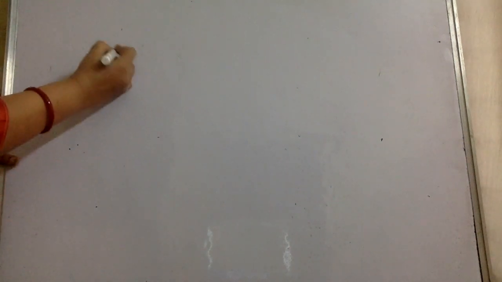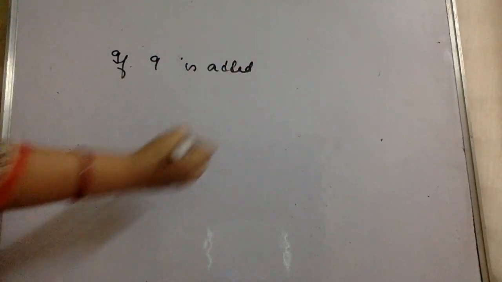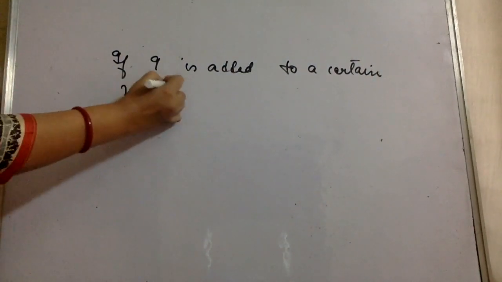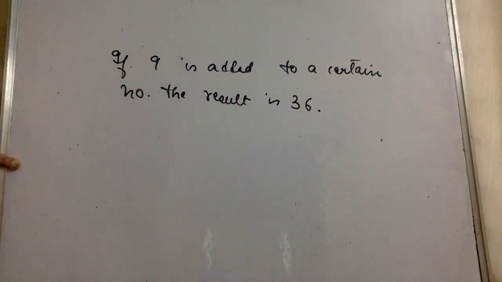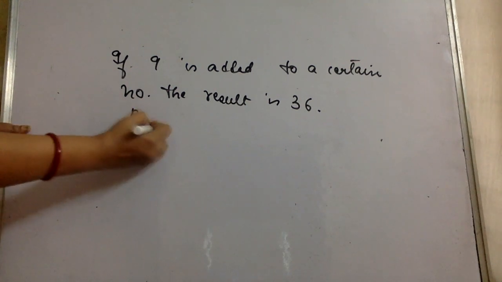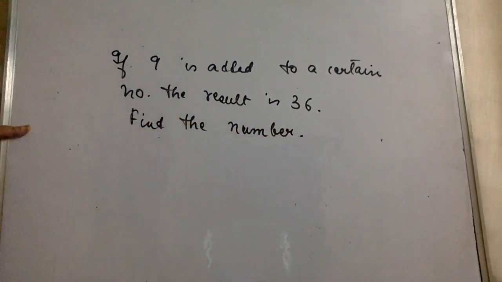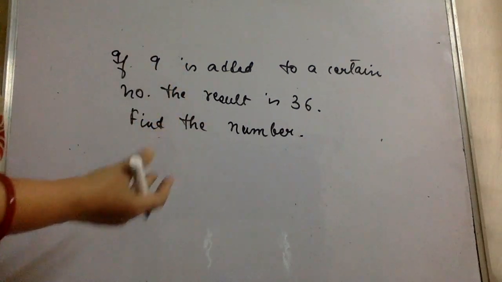Okay, then let's see the first problem sum. If 9 is added to a certain number, the result is 36. Now they have told find the number. So we'll have to find which number when added to 9 gives us 36.